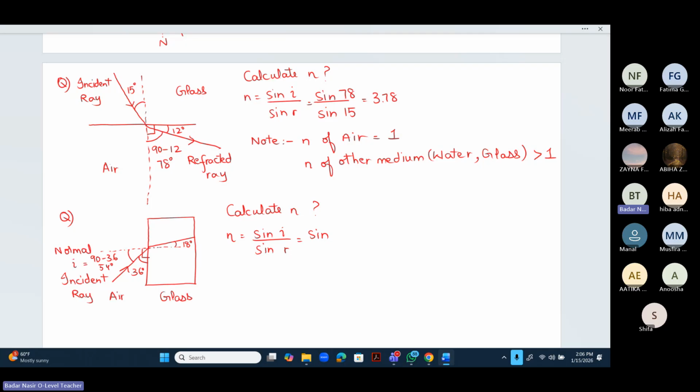The other important point is that I will always use the angle in air, and R will always be the angle in glass or water. So it will be sine 54 divided by sine 18, and this way we can calculate the refractive index, which turns out to be 2.62. And I already said that the refractive index value that comes should be greater than 1. Okay? Any questions, any confusion?